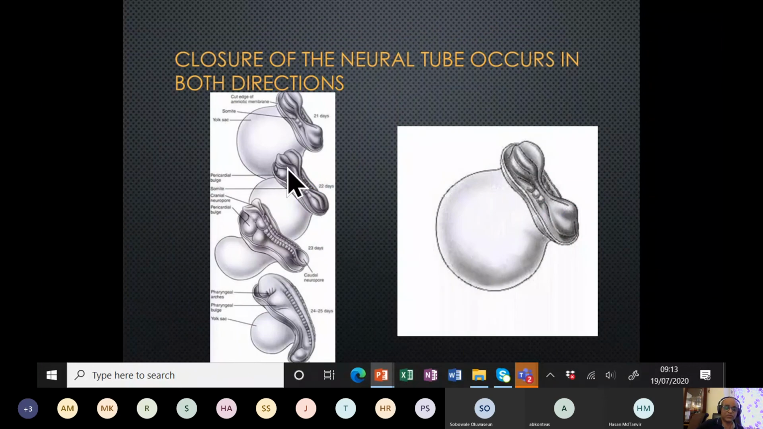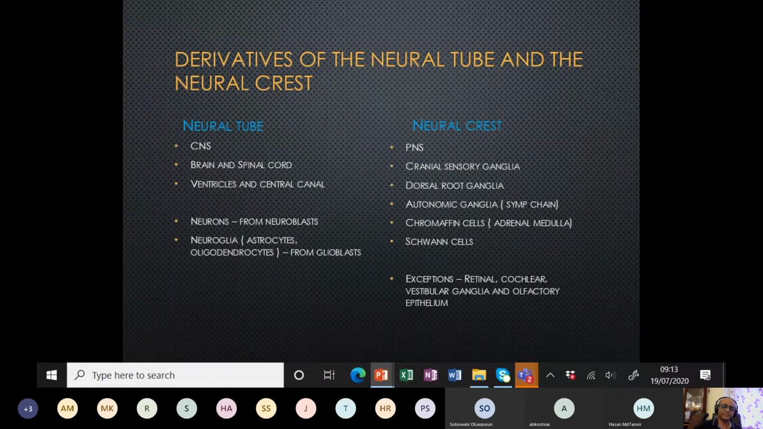The neural tube, of course, is open to start with, but it starts zipping up and closing both at the anterior and the posterior end, forming the neuropores. These neuropores usually will fuse by around 3 to 4 weeks. So here we have now the neural tube which has formed.